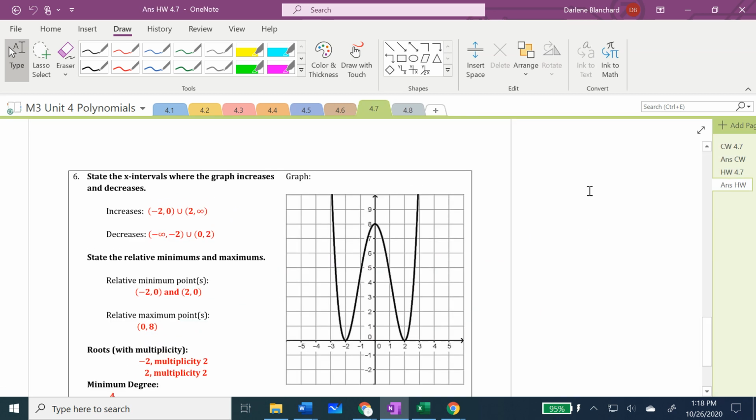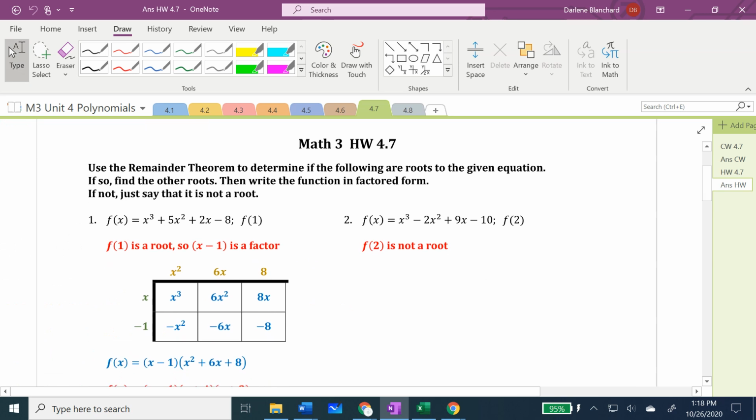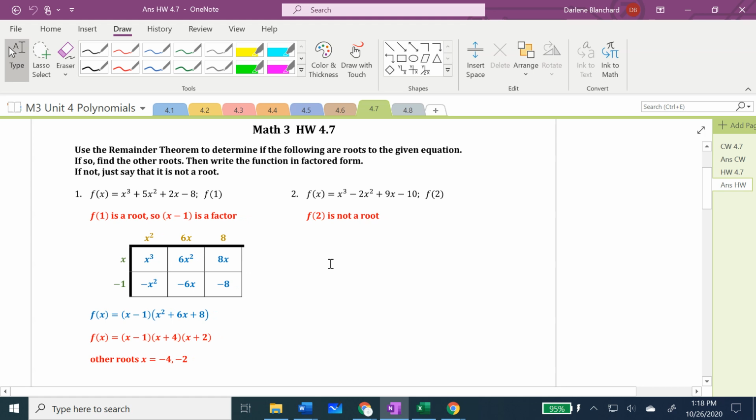So I'm going to come over to, let's see, I just released the answers with homework 4.7. And this is definitely very, very important. You need to know that if you are told what one of your roots happens to be. So for this first problem from the previous homework, you were trying to figure out if 1 was a root. And you plug 1 into all the x's and just see what you get. And if you add them together, you have 1 plus 5 plus 2 and then minus 8. And you're getting 0 out of it. That means that f of 1 is telling you about a root. And that means x minus 1 is a factor.